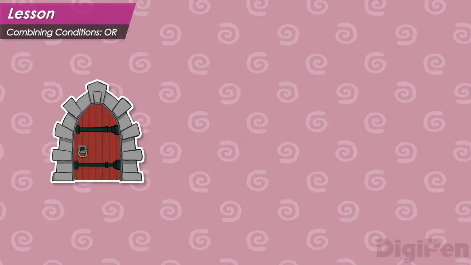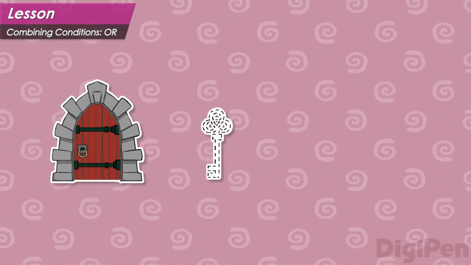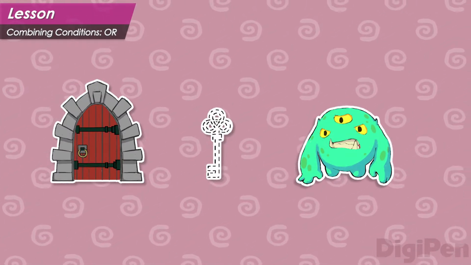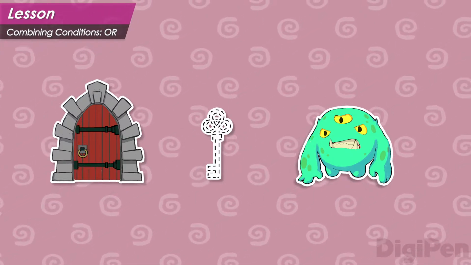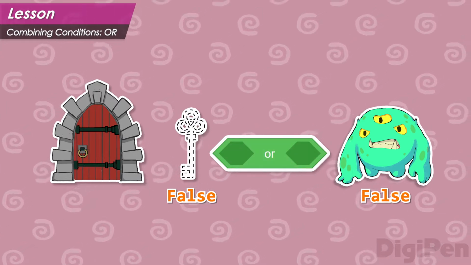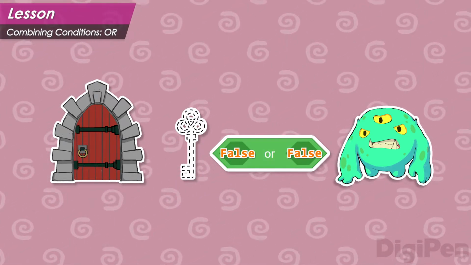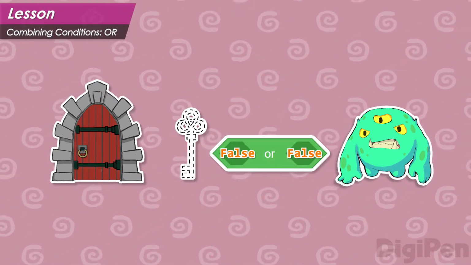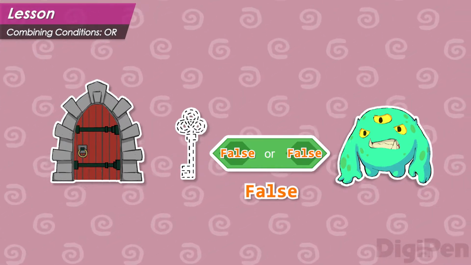Imagine the player reaches the door without the key and they haven't beaten the boss. This means the foundKey and defeatedBoss variables are both false. The OR block checks both of its slots, and it sees that both are false, so it is also false. The door does not open.